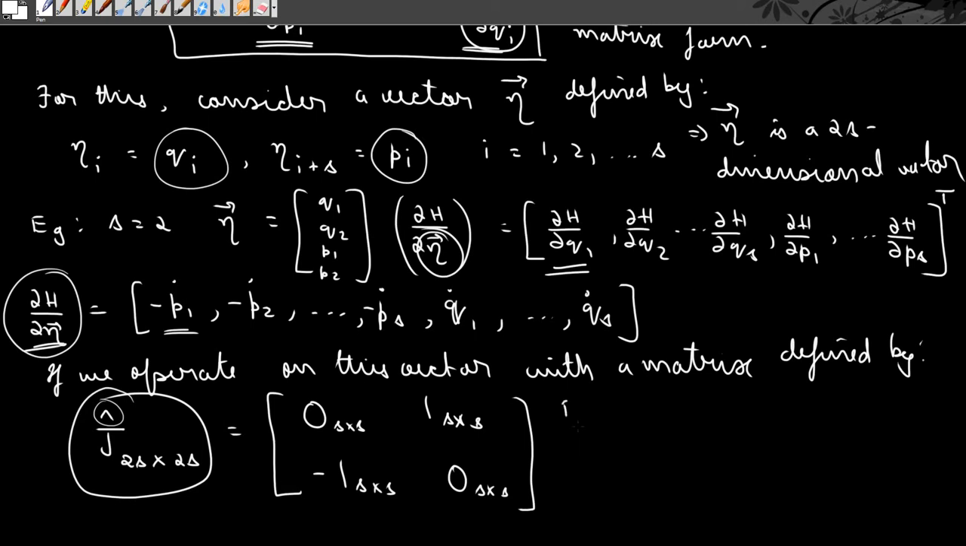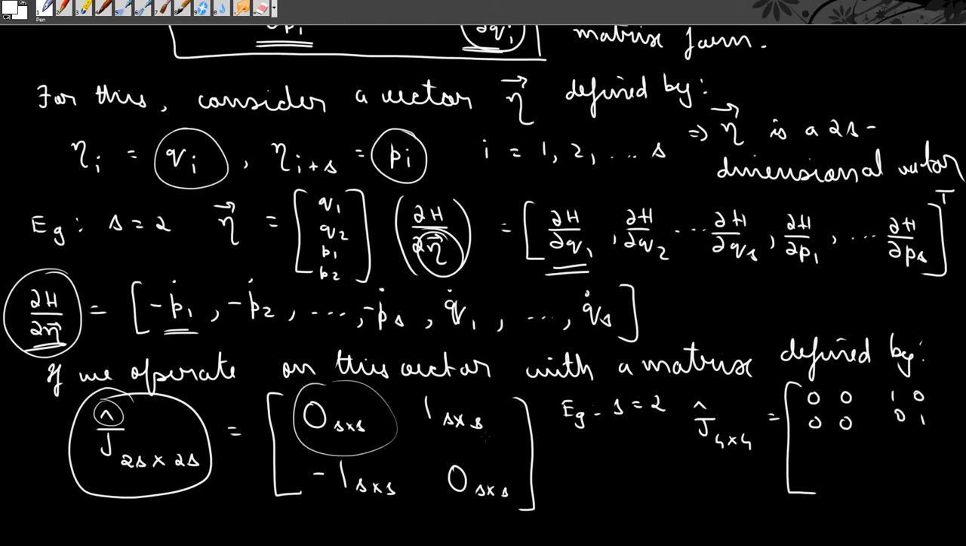If you take an example for s equal to 2, our J matrix will be a 4 by 4 matrix defined by 0 0 0 0, that is this part, and 1 0 0 1, that is this part. Similarly minus 1 0 0 minus 1 and 0 0 0 0. I hope that is clear.